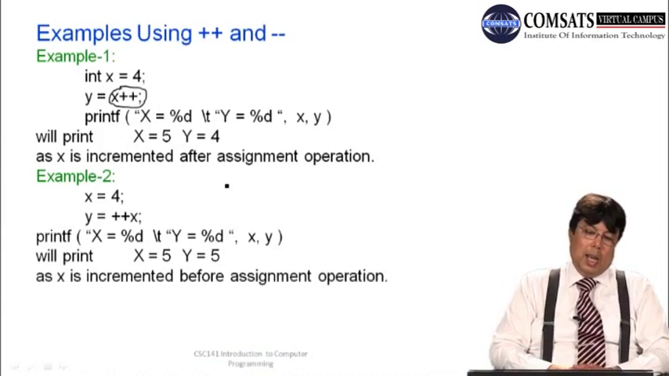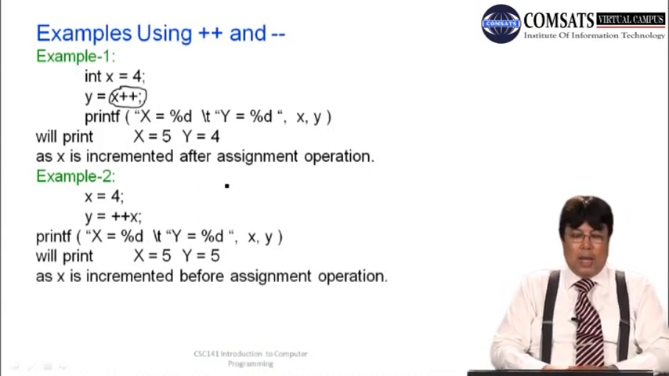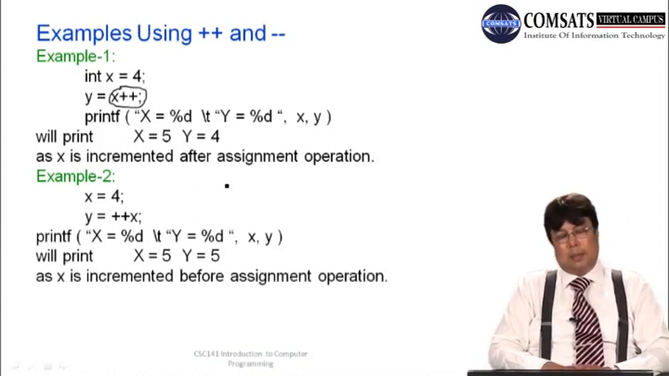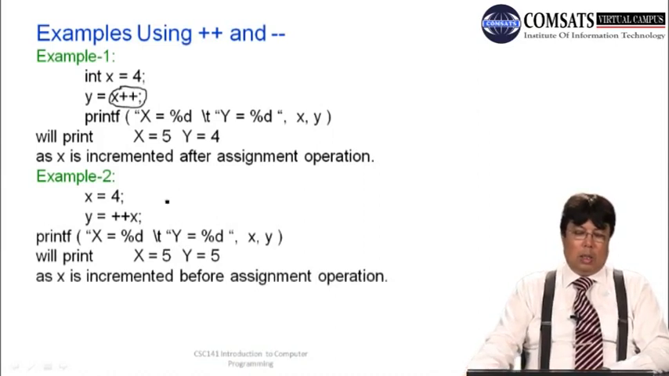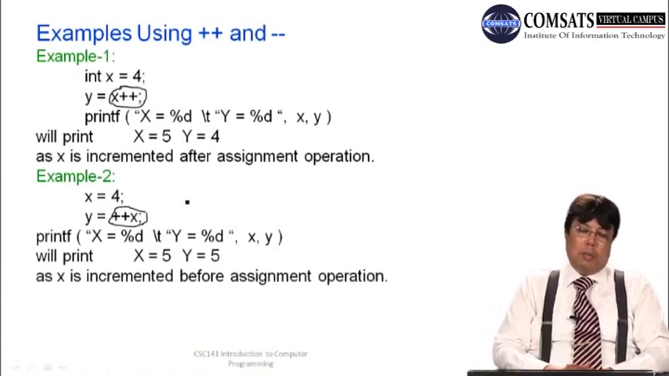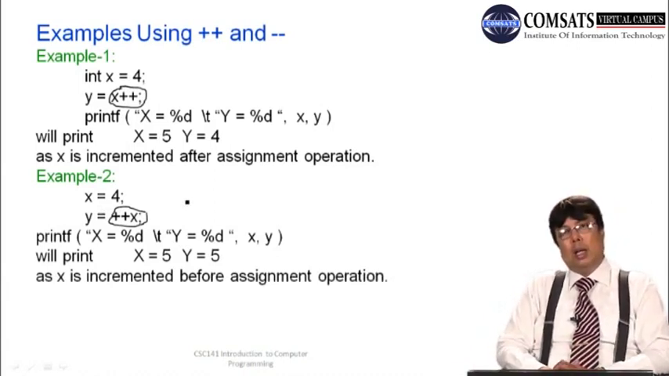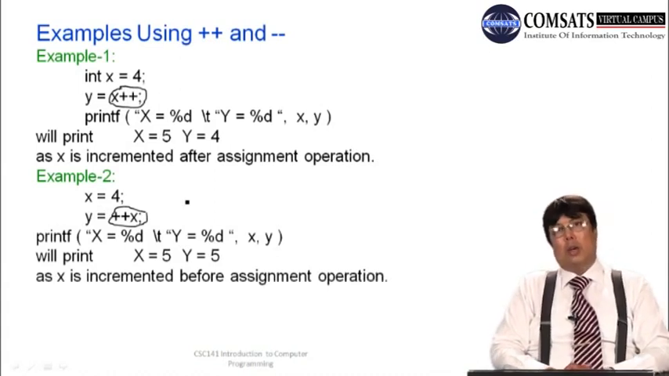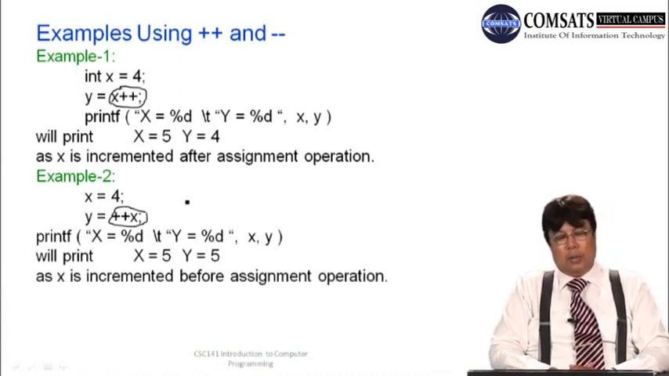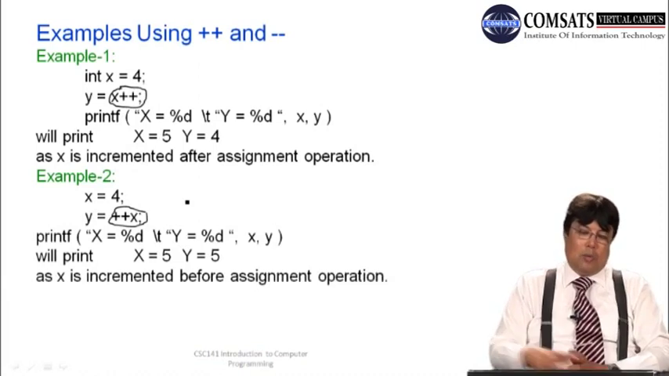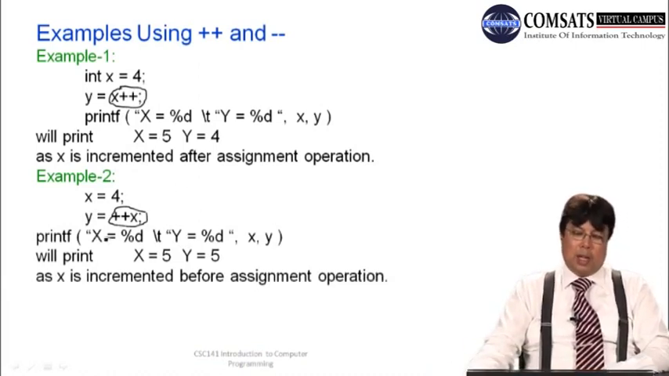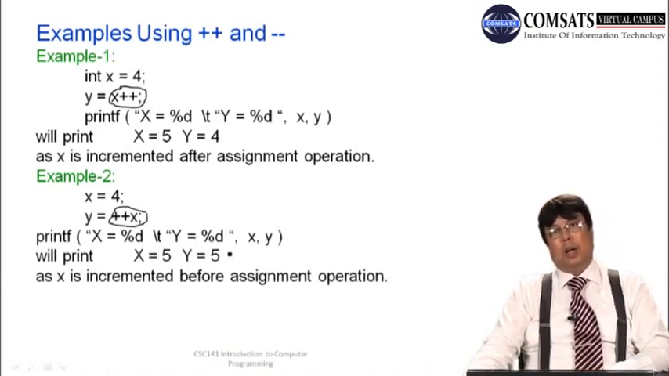Example 2, x is equal to 4, y is equal to plus plus x. Now, the content of x will be incremented first before assigning it to y. So, यहाँ पर पहले x के contents में एक increment होगा, एक add होगा, x के contents हो जाएंगे 5, then it will be assigned to y. So when we will print the contents of x and y, both will be printed as 5.